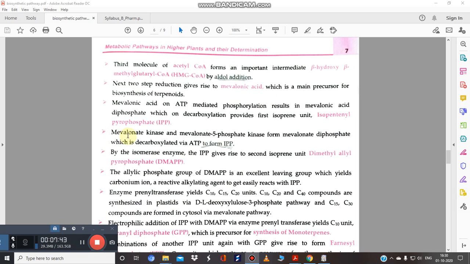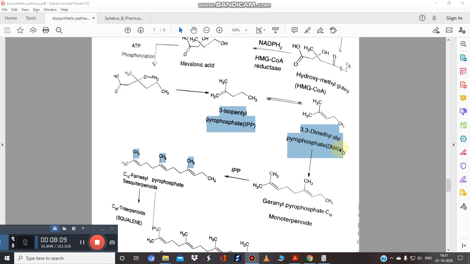Then, with the help of these enzymes, that is mevalonate kinase and mevalonate 5-phosphate kinase, IPP is produced. Then IPP plus the isomerase enzyme will give rise to the second isoprene unit, that is dimethylallyl pyrophosphate, that is DMAPP. Just see here, this is DMAPP.